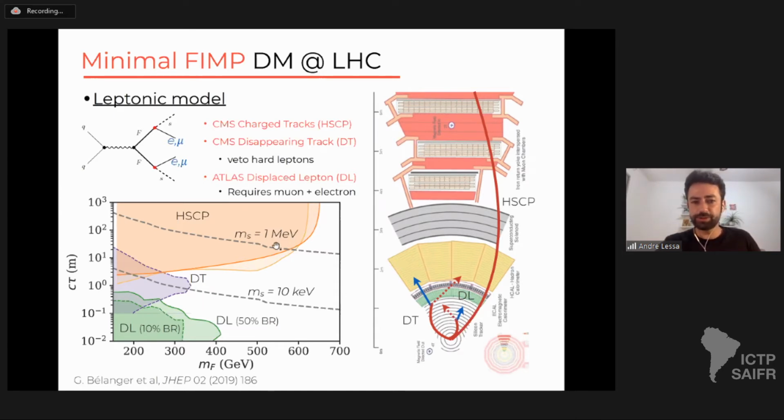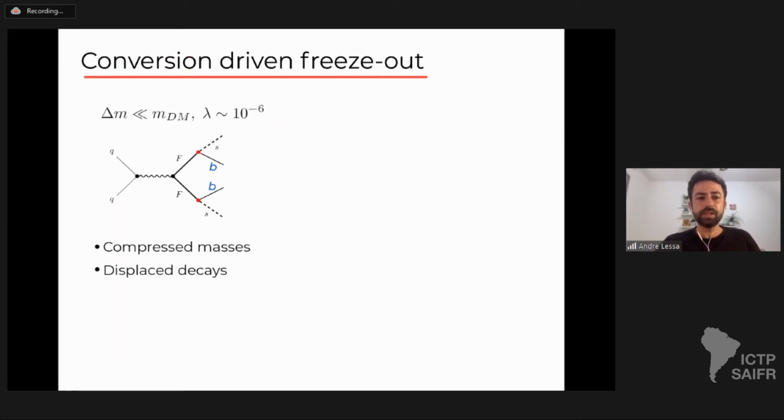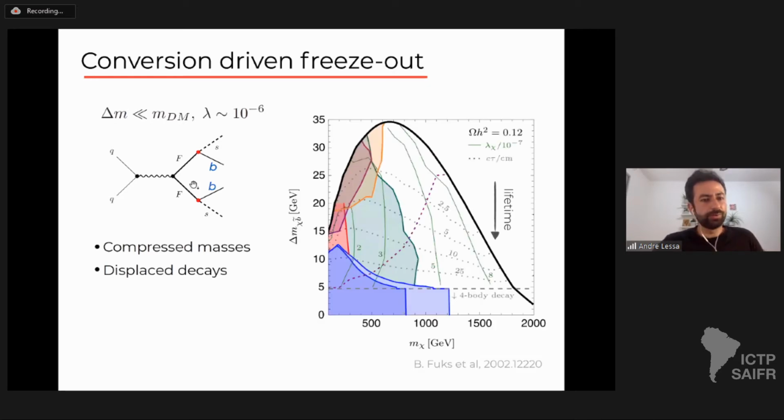Right? There are a whole bunch of things that could be improved and could really increase the sensitivity to these FIMP-like scenarios. Another possibility is, what if these couplings are not so small? They're small, but not super small. Then if the couplings are of the order of 10 to the minus 6, there is another possibility, which I had mentioned before, which is this conversion-driven freeze-out mechanism. It requires the mediator and the dark matter masses to be somewhat compressed. And we could still use the same process to search for it at colliders.